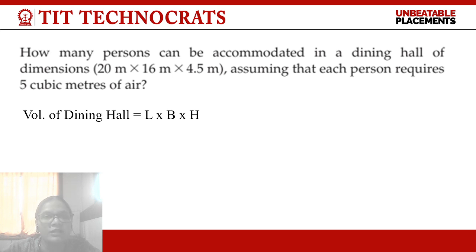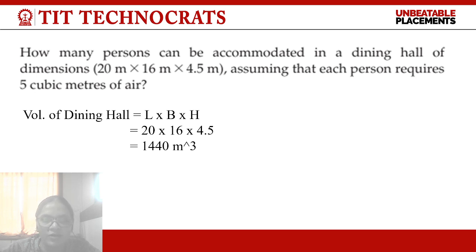So the volume of dining hall is this. This is a cuboid. The dining hall is the shape of a cuboid. So the volume of this dining hall is length into width into height. Length is given 20, width 16, and height 4.5. When we put these values here and multiply them, we'll get the total volume of the hall, which is equivalent to 1440 cubic meter. This is the quantity of air which is available in the hall.